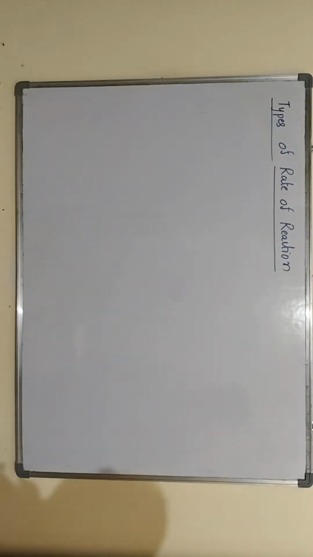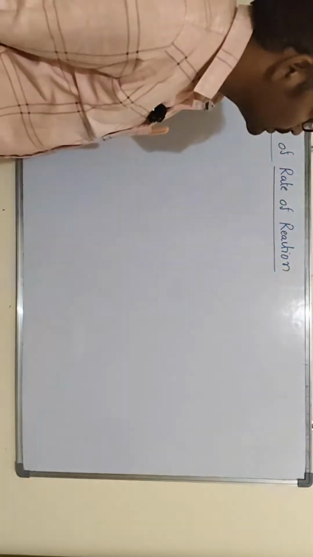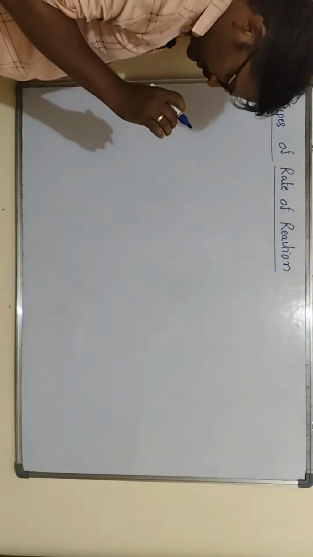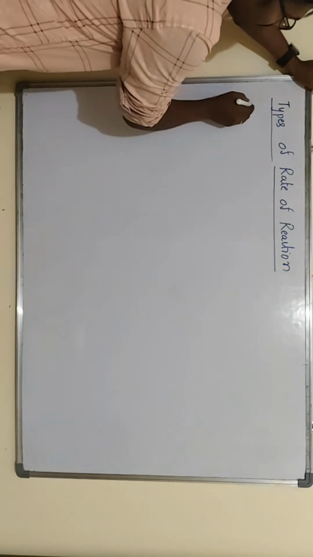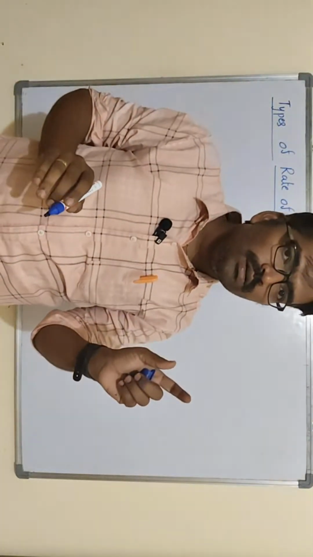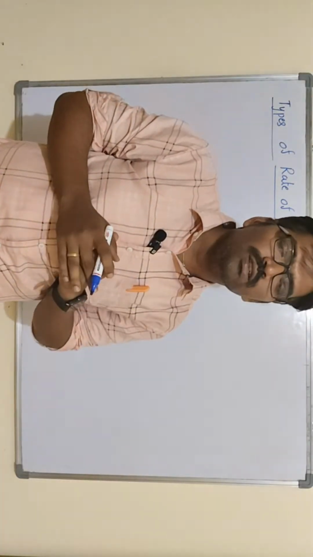Yes, look, my dear students, now we are discussing the types of rate of reactions. In that first one, we have to discuss average rate of reaction. Actually, the rate of reactions are of two types: average rate of reaction and instantaneous rate of reaction.